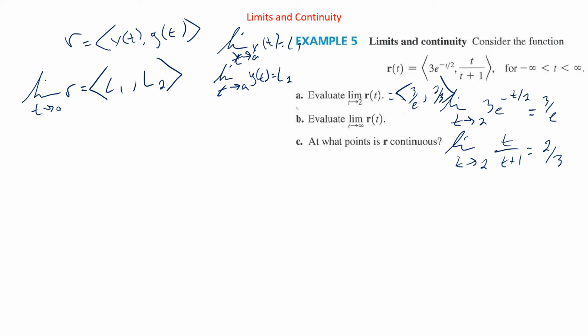So it still is a vector because it's a position vector. So we're going from the origin to that point, but that's what it is.